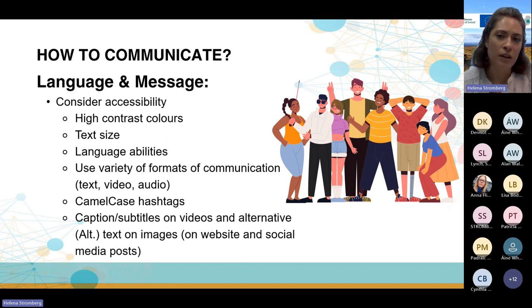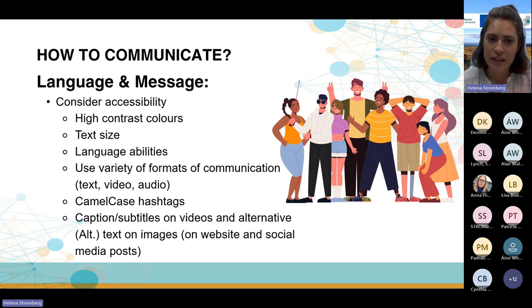And then a note here on accessibility. So always consider accessibility in your communications material, no matter what it is. Some key things to keep in mind are to use high contrast colors and a good size for your text. Consider that there might be different language abilities in the room. Use a variety of formats in your communication. So mix it up with text, with video and audio. That can be quite helpful for people to absorb your message by using that mix of mediums.